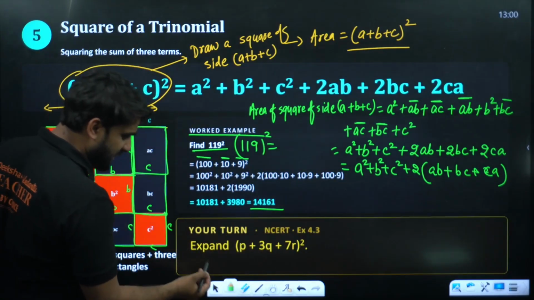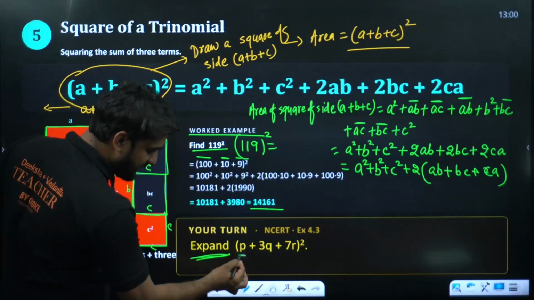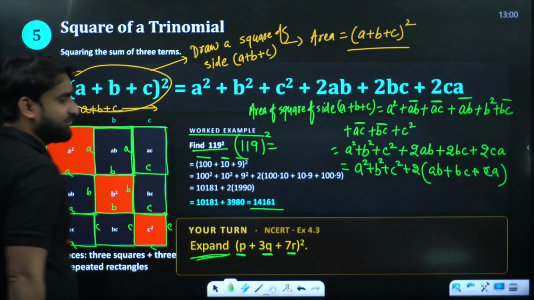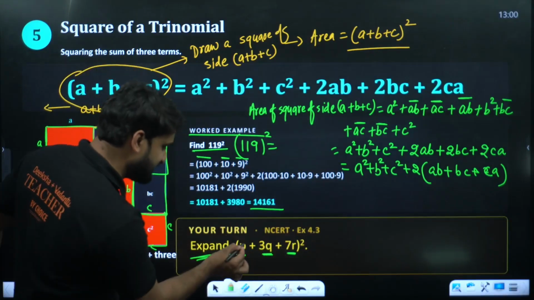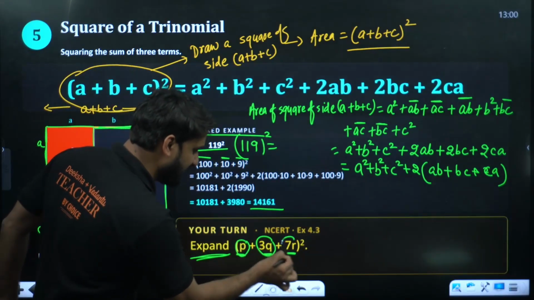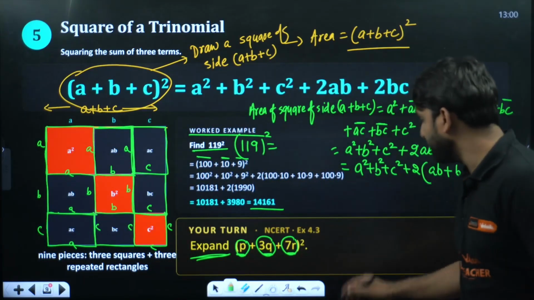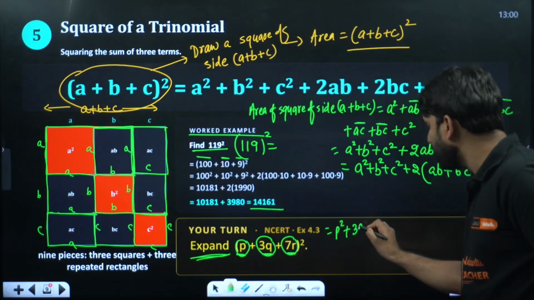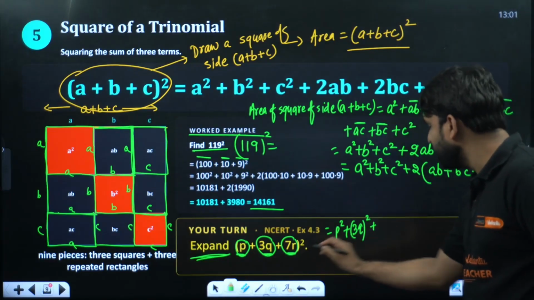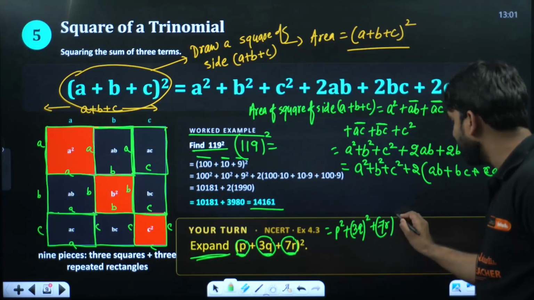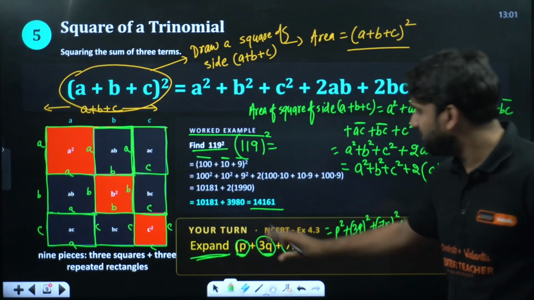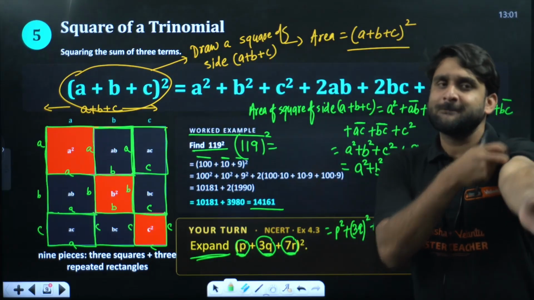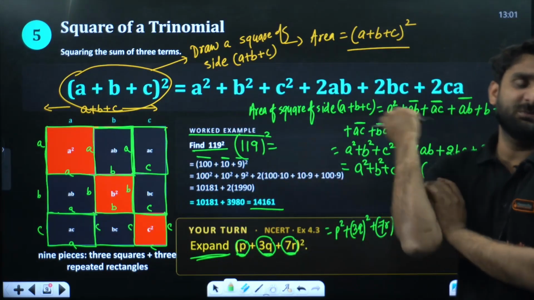So I'm giving you one question here. Expand this: P plus 3Q plus 7R, whole square. This is X, Y, Z; A plus B plus C whole square. Let's do this question. So A square is P square, plus B square is 3Q square, plus C square, where in the place of C we have 7R. They can be anything inside the bracket, but the identity should look like this: A plus B plus C whole square.